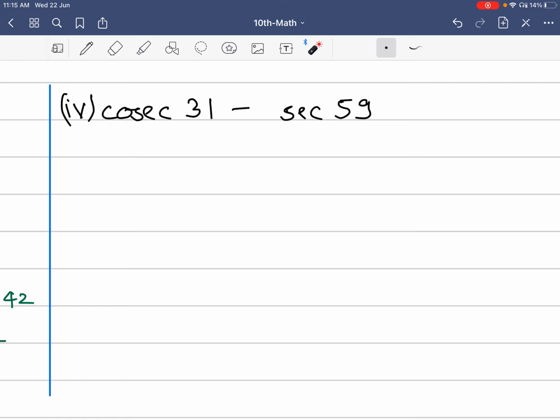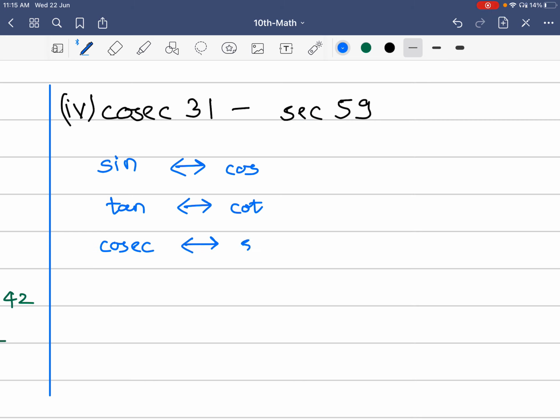Let me write down this important thing. We have sine and cos, related to each other by the complementary angle. We have tan and cot related by the complementary angle. Similarly, sec and cosec are also related through the complementary angle property. The key thing is, don't immediately start solving the question. First observe what is given. This is 31, this is 59. The summation of 59 and 31 is 90 degrees, which is a hint that you can use the complementary angle property.